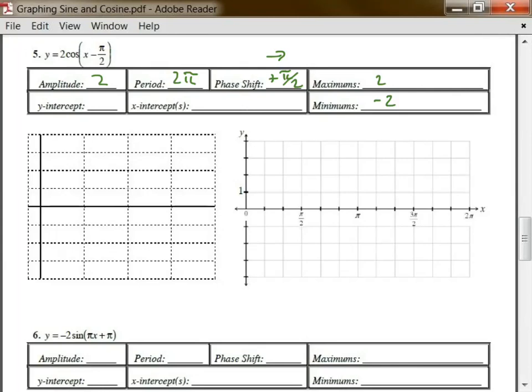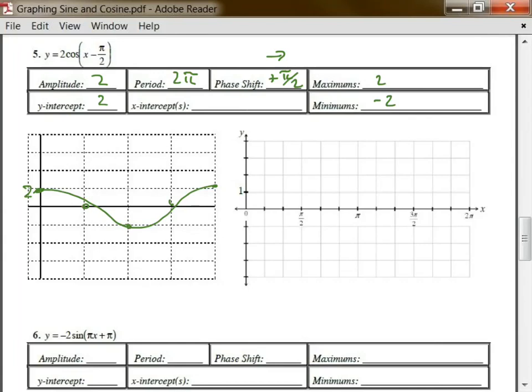The y-intercepts, remember cosine starts at 1 normally. It would go right here to there, to there, to there, to there. Normally this is what the cosine function looks like. Normally it starts at 1, but because the amplitude is 2, it's actually going to go up to 2. So I'm going to write 2 for our y-intercept.